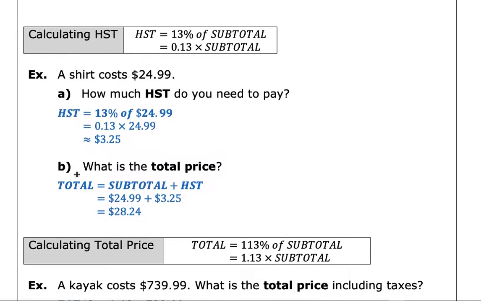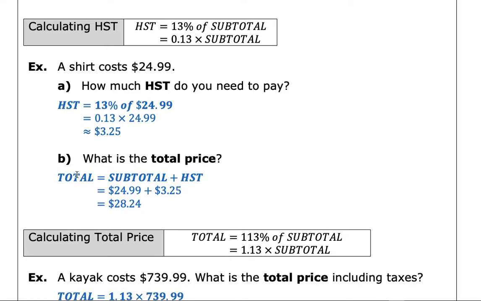So when we're calculating HST, 13% of the subtotal is 0.13 times the subtotal. Remember that that is the decimal equivalent. Divide 13 by 100 and you get this value.